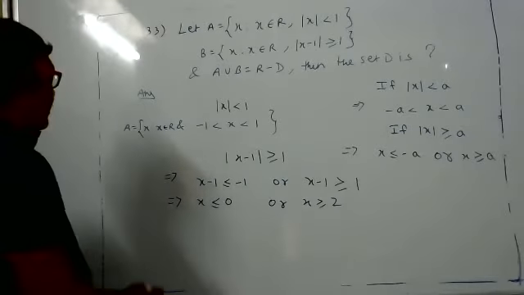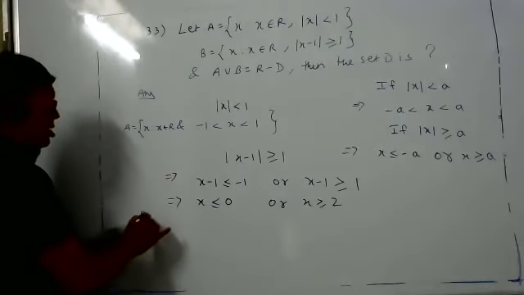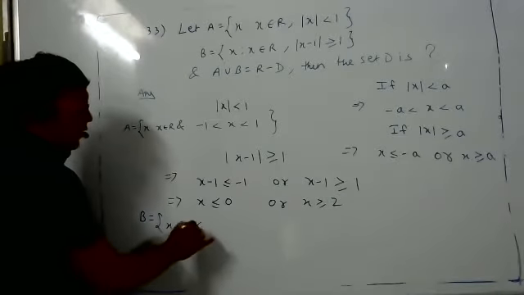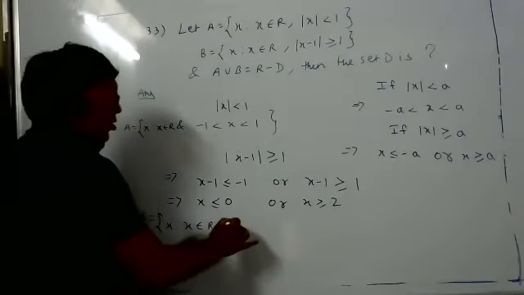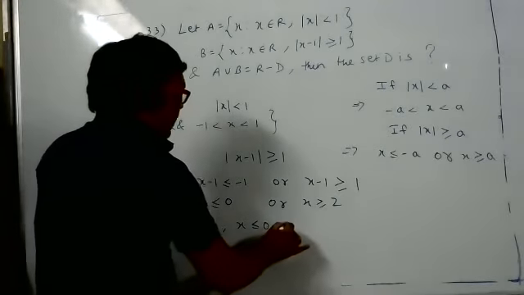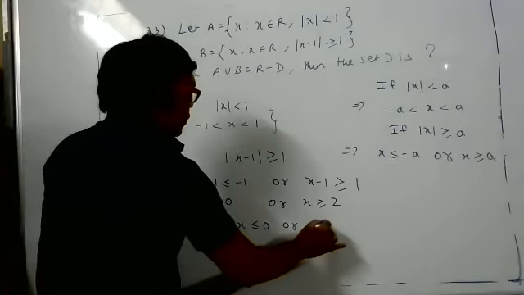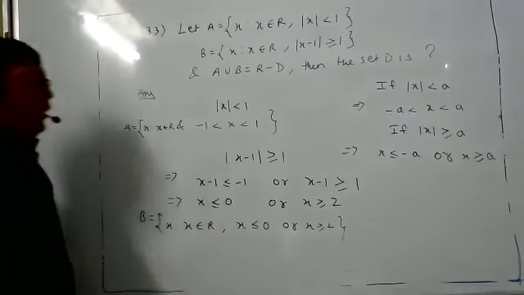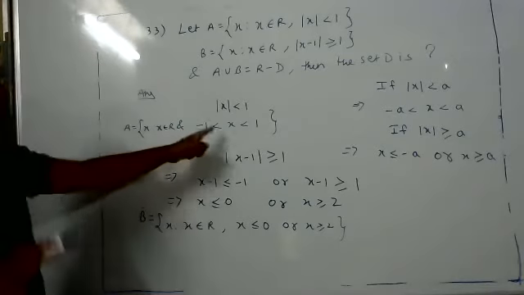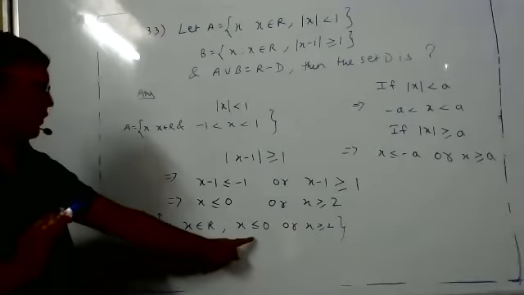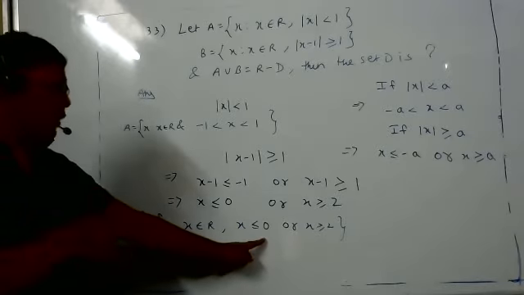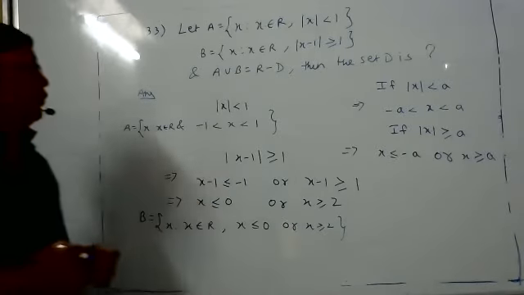So what is set B? Set B is the collection of all x such that x is a real number. Which real numbers? The real numbers which are less than or equal to 0, and also those real numbers which are more than or equal to 2. This is set B. Now set A is clear, and set B is also clear to us. Set B is all real numbers less than or equal to 0, and also all real numbers more than or equal to 2.